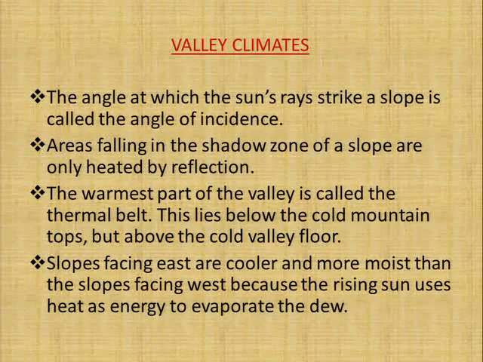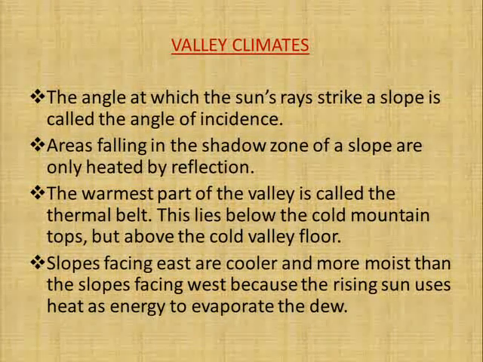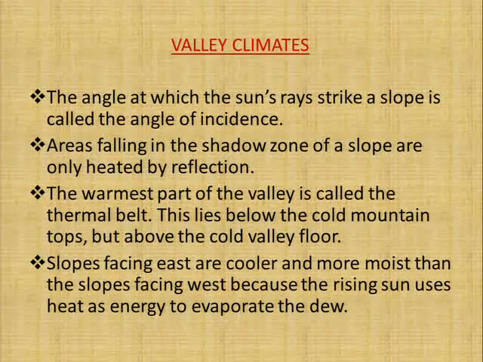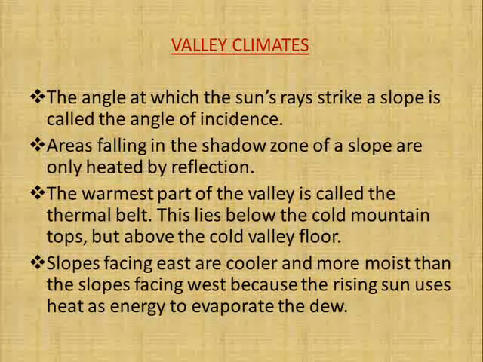Now let's look at the east facing slopes. Those slopes that are facing the east are facing directly where the sun is rising. Therefore, they are more moist than the slopes facing the west, because the rising sun, just like this morning, when the sun rises, is able to heat the dew, and therefore these water droplets, after a few hours, will vanish.